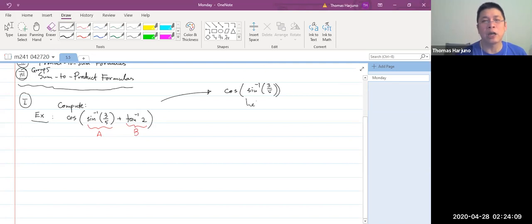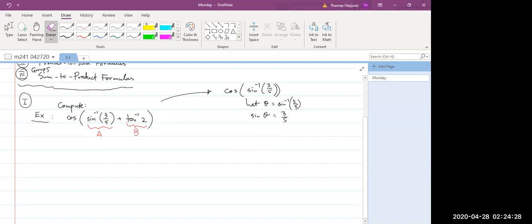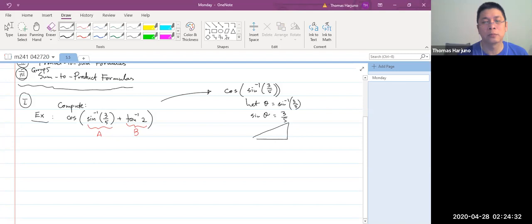Okay, and then we say let's say theta equals sine inverse of 3/5, and then sine theta equals 3/5, and then you did the triangle. Is it right? Yes. Okay, and so on and so forth. Now we do pretty much the same thing here.